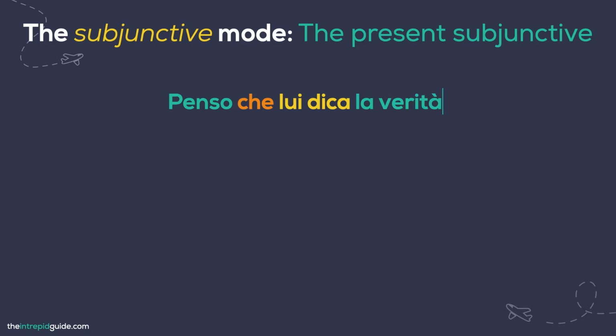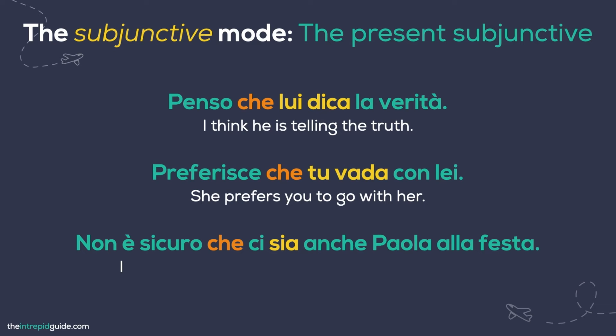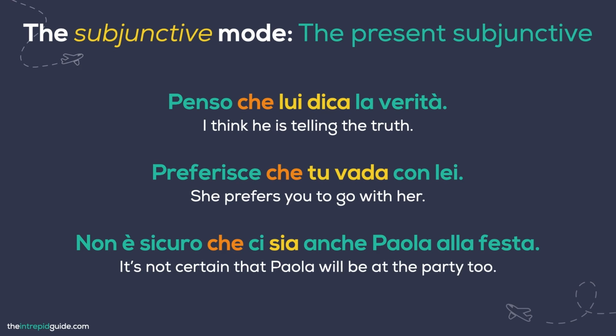Here are some example sentences. Penso che lui dica la verità. I think he is telling the truth. Preferisce che tu vada con lei. She prefers you go with her. Non è sicuro che ci sia anche Paola alla festa. It's not certain that Paola will be at the party too.